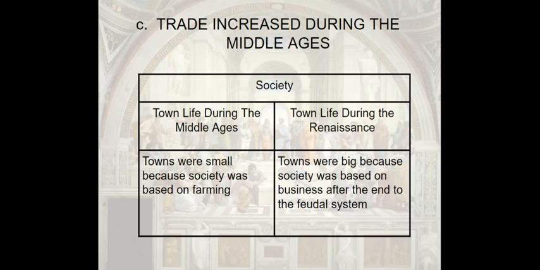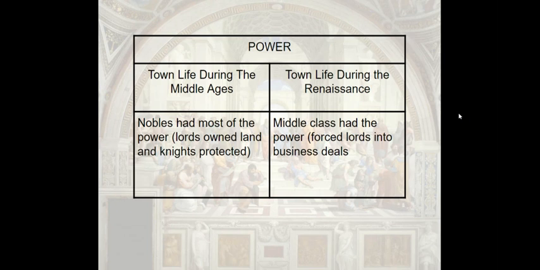After the Black Death and after the Renaissance, towns are becoming based on business because they are ending the feudal system. People can move up in society. They can start their own businesses. They don't have to depend on their lords or nobles anymore to decide their fate.